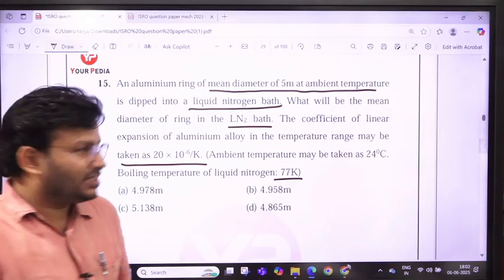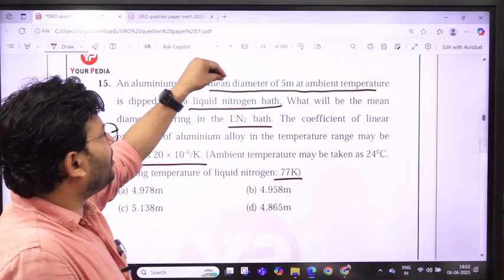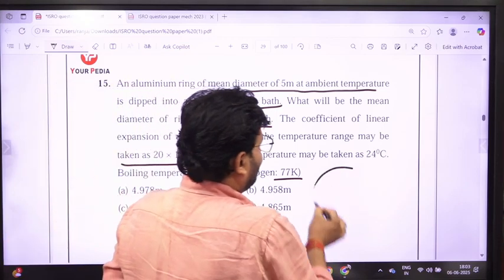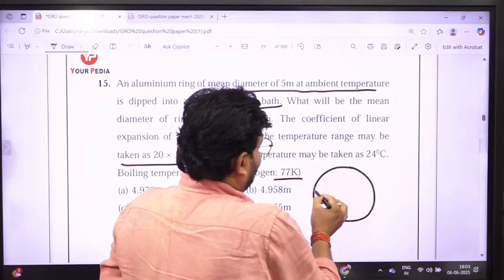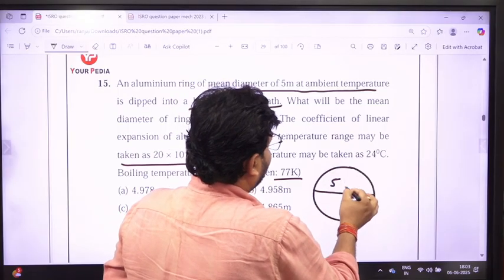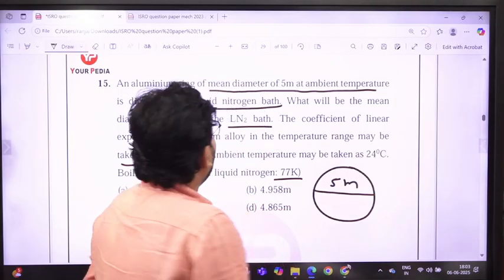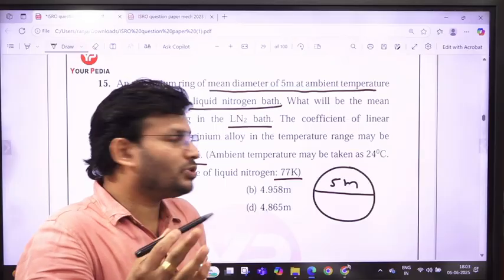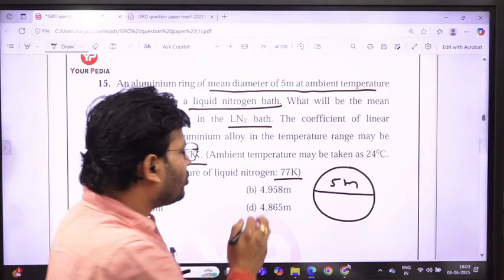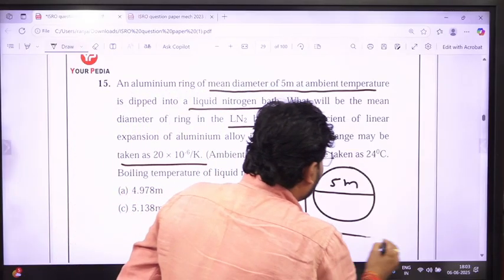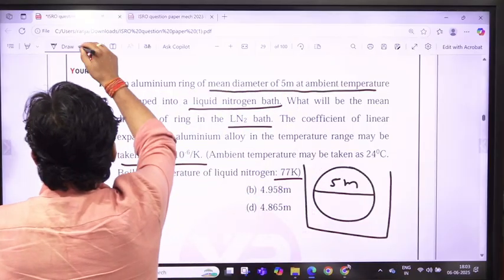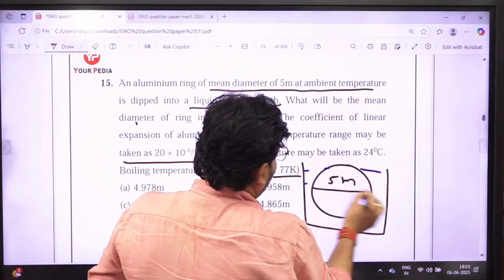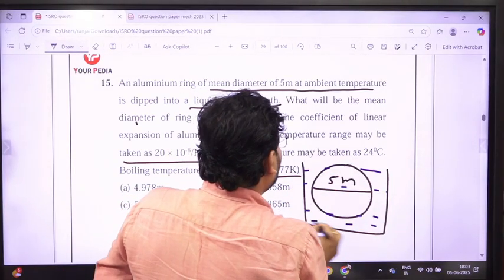You know, my dear friends, you have an aluminum ring of mean diameter 5 meter. So suppose that is the aluminum ring you have, and the mean diameter here is 5 meter. Now you are going to dip it in the nitrogen, whose temperature is very low. So you are going to dip it in the bath in which nitrogen is there. Cryogenic engineering you might have listened to, like that.